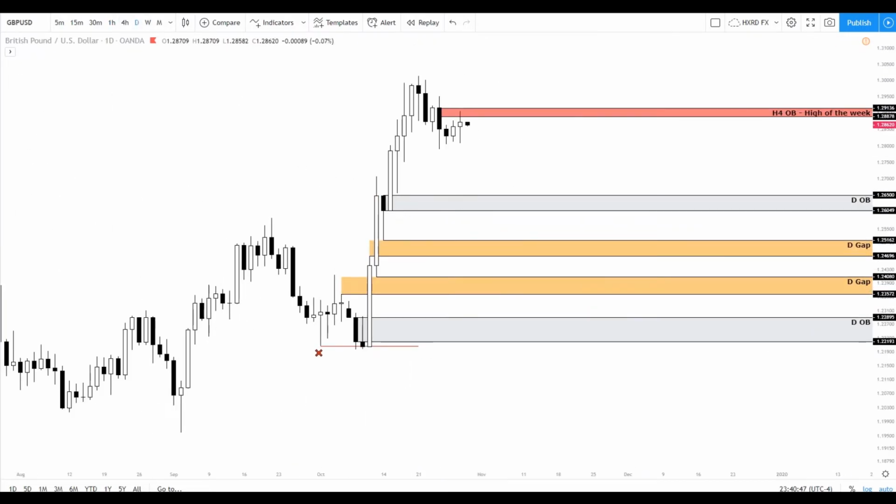Okay, so I'm expecting a short-term bounce to happen here, but ultimately filling these gaps right there, and then possibly a bounce right there. Okay, so that's what I got for the cable.